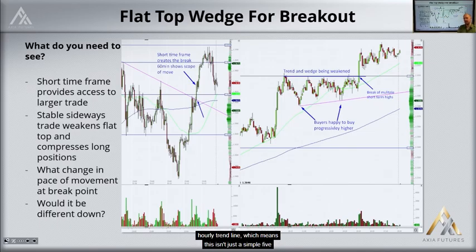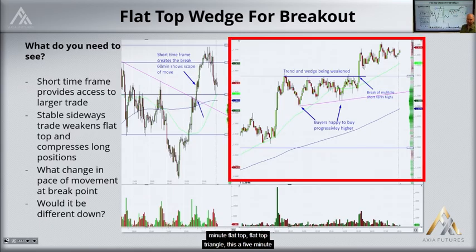So you've now got an hourly trend line, which means this isn't just a simple 5-minute flat-topped triangle. This is a 5-minute flat-top triangle that leads you into an hourly and even, you could argue, daily trend break. That's significant. So now you've got a pretty hefty target on this. What you're looking for then is this break. You're looking for, and you expect, this to be fast.